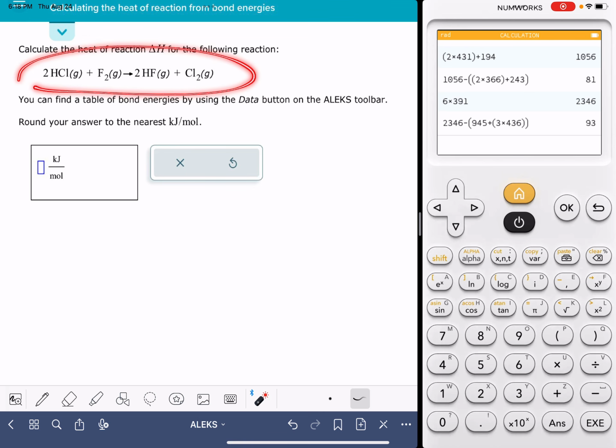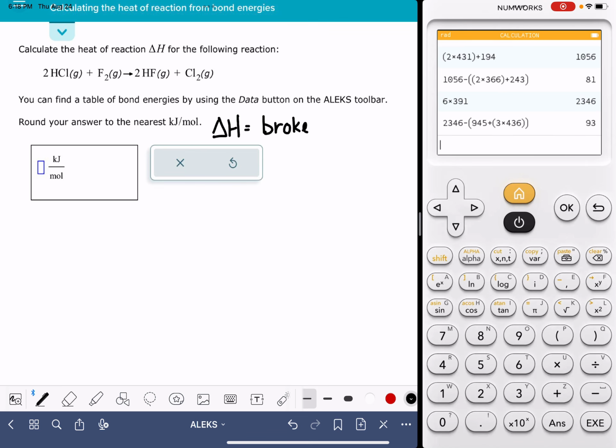So the equation that we're using to calculate this is the change in enthalpy, or the energy, the heat of the reaction, is going to be equal to all of the bonds that are broken in this reaction, and from that we're going to subtract all of the bonds that are made in this reaction. So what we're going to do is add up the energy of every bond that we break, and then from that we're going to subtract the energy of every bond that we make.